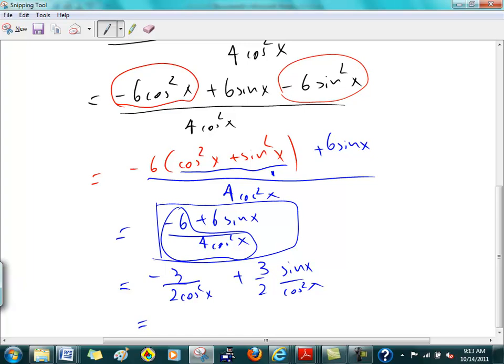How would you check whether this answer is correct versus the book's? How would you check? Plug in where, what? I don't think that's a good idea. I mean, you'll have to use a calculator, but what would you do? Yeah, exactly. You'd put your answer, let's say, in y1. You'd put their answer in y2 and graph it and see if the two are the same. Guys with me on this? Do it.